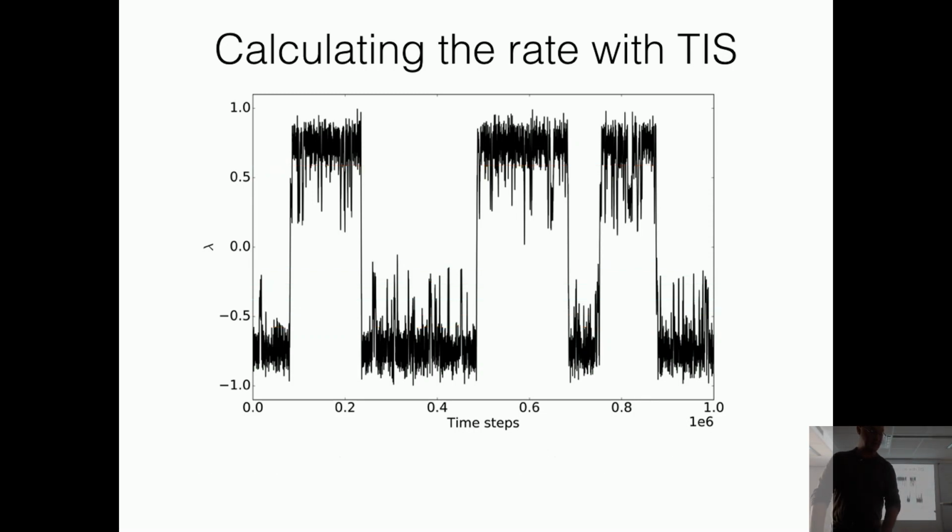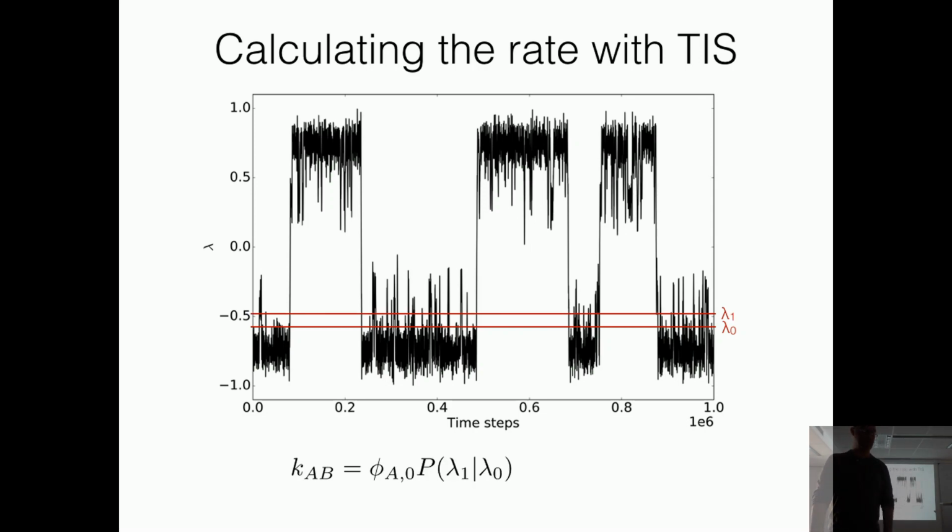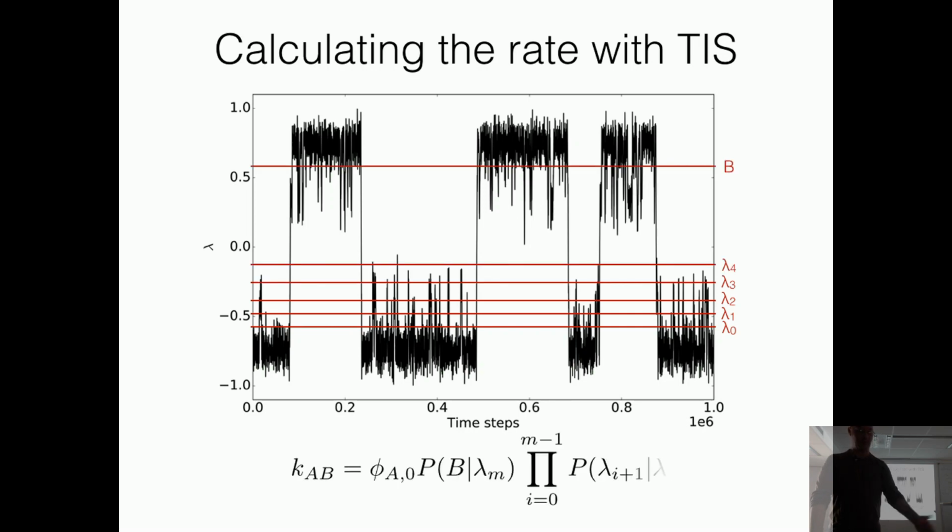Just to do the exact same thing, but with math this time, the rate is equal to the flux through the innermost interface times the probability of going to the first interface, so interface 1, assuming you crossed interface 0, times the probability of going to interface 2, assuming you crossed interface 1. All the way across, you just get something that looks like this product here.